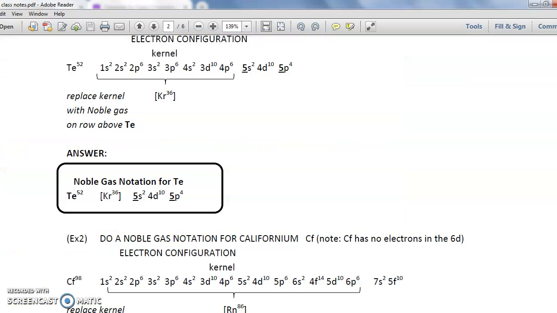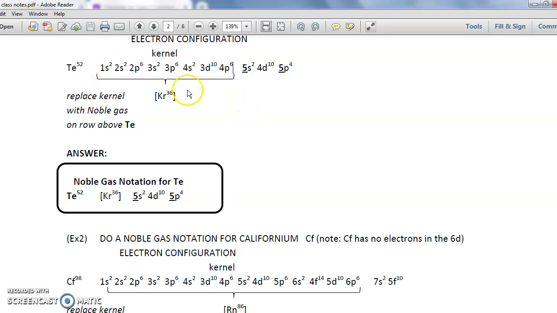So I come back over here and I write krypton 36, and I put it in brackets usually to show that I'm replacing the inside of tellurium, the kernel of tellurium, with 36. Here's really what we're replacing.